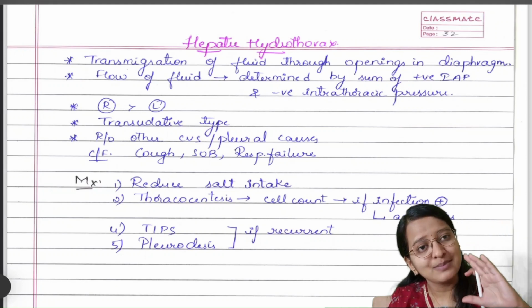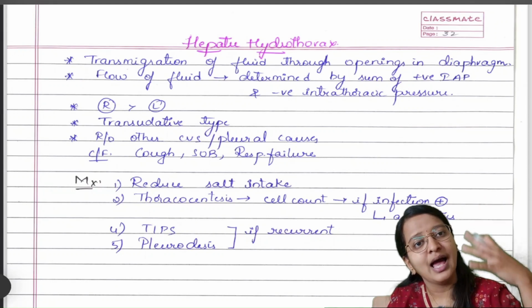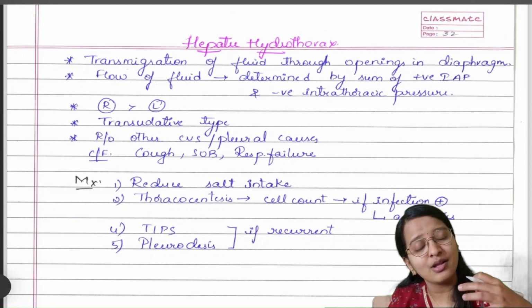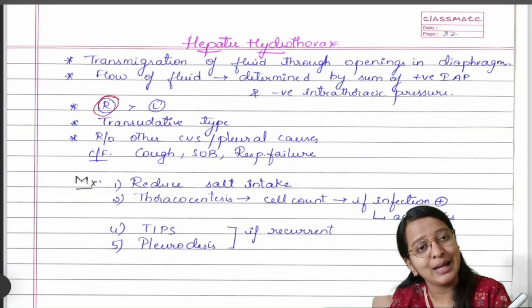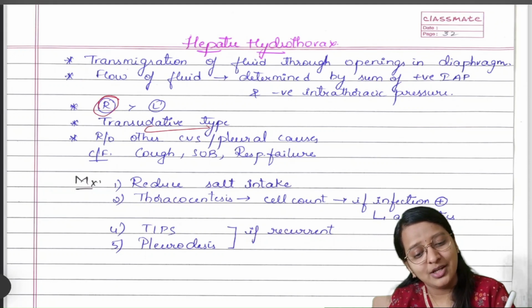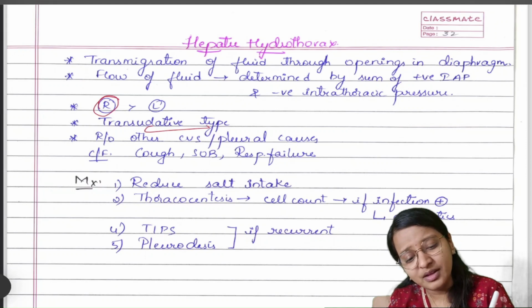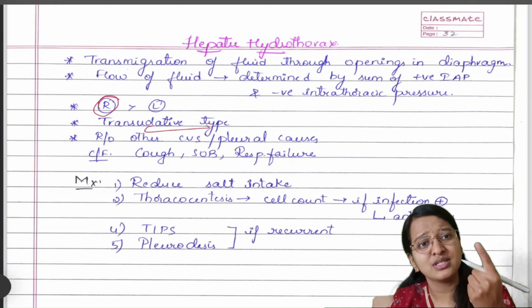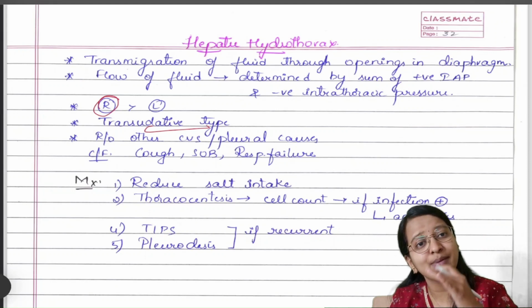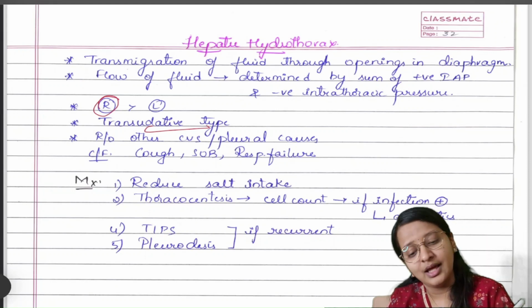So due to these positive and negative pressures and more ascitic fluid, this gets transmitted from the abdominal compartment to your thoracic compartment. This hepatic hydrothorax is more towards the right side and the type of fluid is transudative. So firstly, we have to rule out other causes, might be respiratory or serous, and then we'll diagnose that it is because of your hepatic disease.